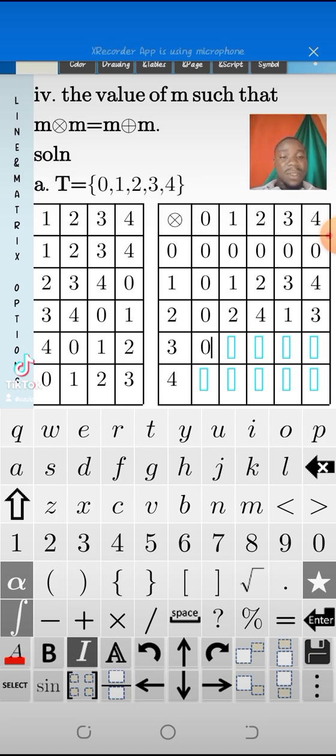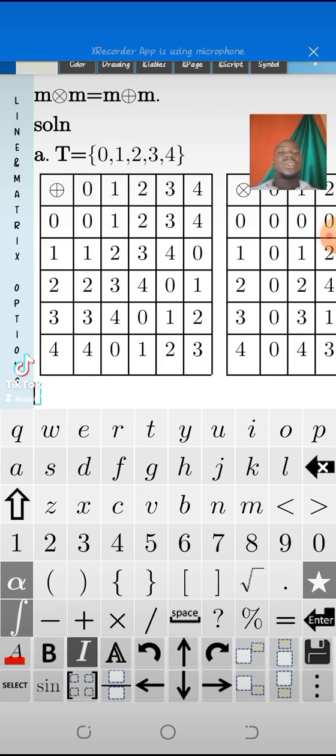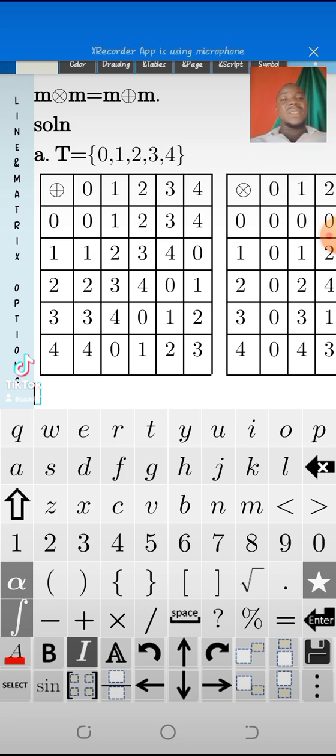So 3 times 0 is 0, 3 times 1 is 3, 3 times 2 is going to be 1. Then we have 4, 2 here. When you do your multiplication very well, 4 times 0 is 0, 4 times 1 is 4, 4 times 2 is going to be 3, and then you have 2, 1. So that becomes the solution to the first part of the question that says we should construct addition and multiplication tables for the given set.